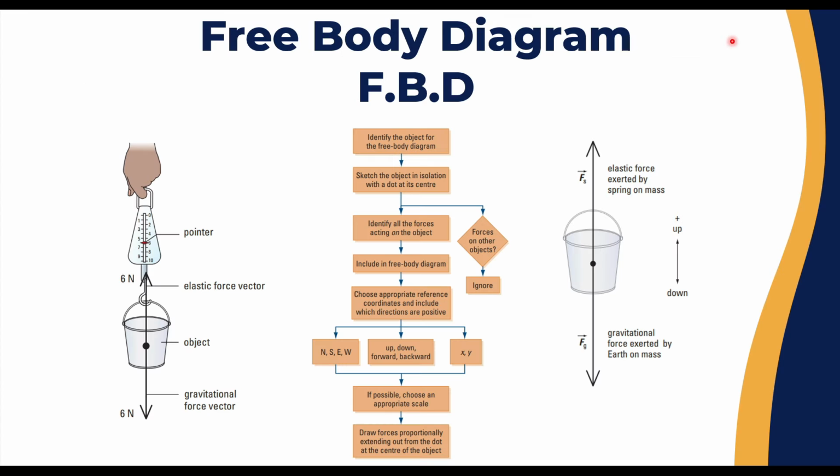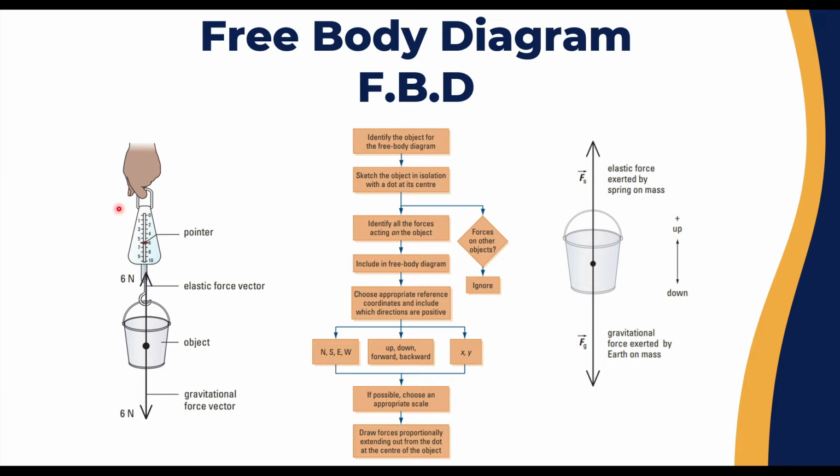In order to analyze all the forces being applied on an object, we do something called a free body diagram. Free body diagram basically means you free all the environmental forces around the object that are affecting the object's movement. You isolate all the surroundings applying a force on that object.